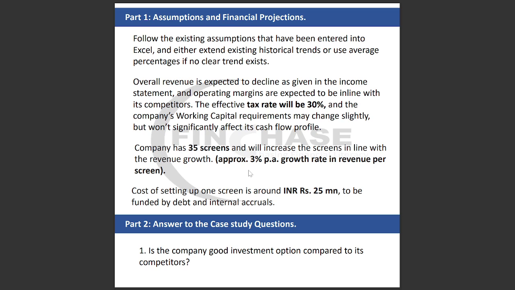The last assumption that we have is the cost of setting up one screen. जैसे उसने बोला ना 35 स्क्रीन सेटअप करनी है, तो एक एडिशनल स्क्रीन को खरीदने के लिए उसको 25 मिलियन रुपए लगेंगे. One screen is of around 25 lakh, and that 25 lakhs, that 25 millions, sorry, 2.5 crores, will be funded by debt or the internal accruals. Whether it will be funded by debt or from the retained earnings or from the equity, it depends on the company. Okay, so we have all these assumptions.